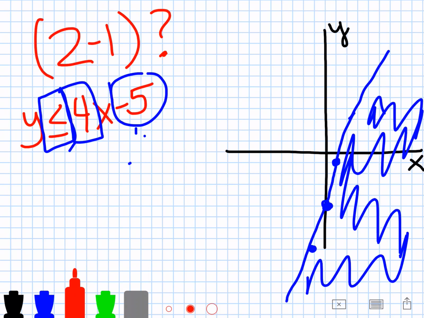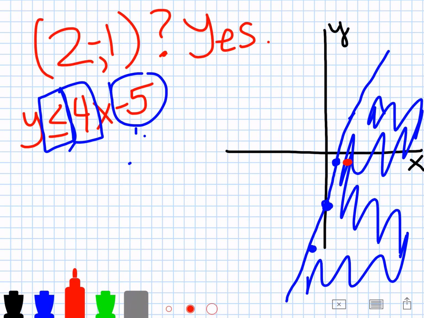So I'm going to start in the middle of my coordinate plane. I'm going to go over 2. Sorry, this should be (2, -1). I'm going to go over 2, 1, 2, and down 1 on the y-axis and put a point there. Now, this looks like it's going to be a part of my solution set. So I can say yes, (2, -1) is a part of my solution set because it's in the shaded area.